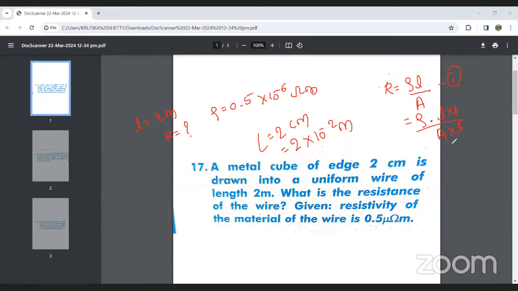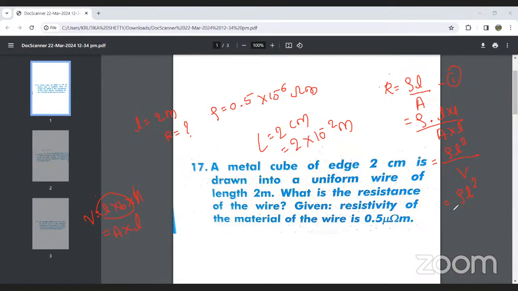So what is area into length? Area into length is nothing but volume. Hope you know this, because volume is equal to length into breadth into height. Length into breadth I take as area, and the height I'll take as L. So therefore the denominator term is volume, and the numerator term is rho into L square. You have the value of rho, you have all the remaining values, you can calculate this.